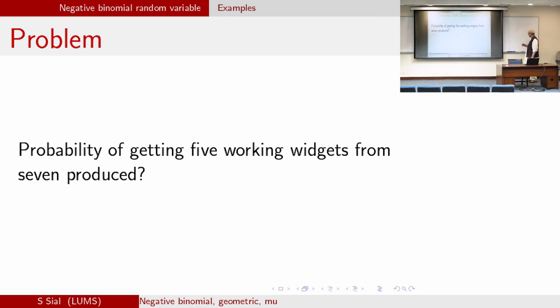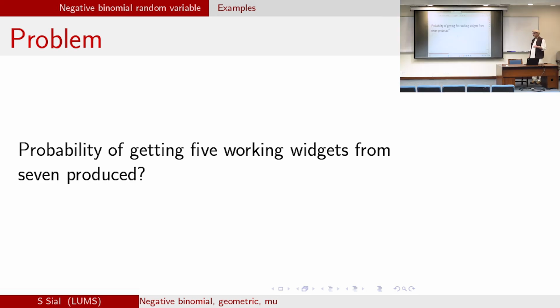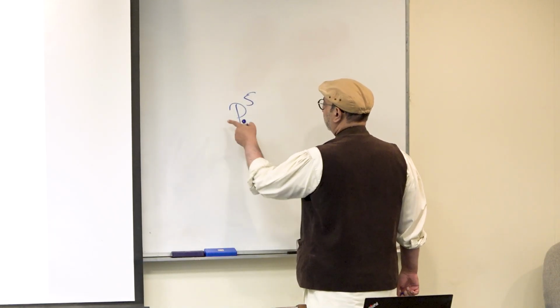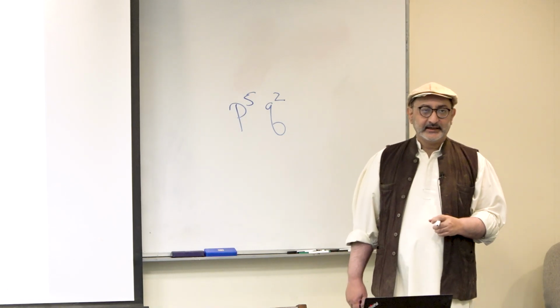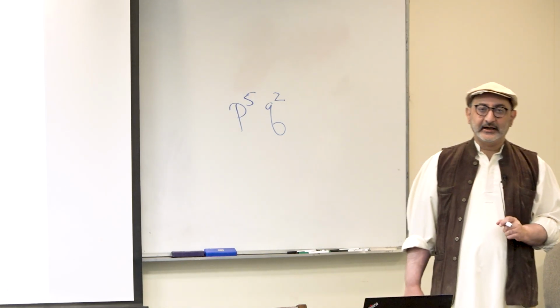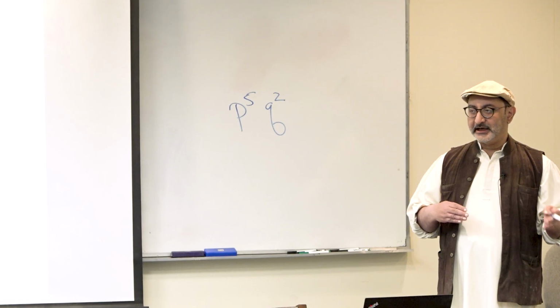So think of it this way. What's the probability of getting 5 working widgets and then 2 failures in a row? So 5 successes and 2 failures in a row. What's that exact probability? The trials are independent, so it would be the probability of success 5 times the probability of a failure 2 times, because of independence.